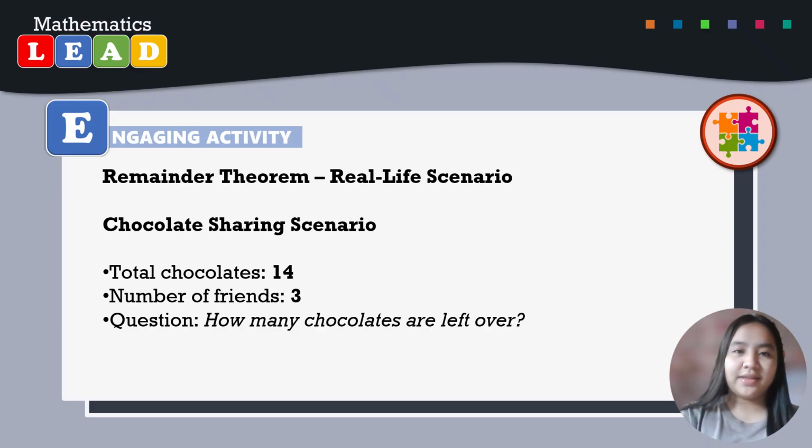Let's start with a simple and familiar example. Imagine that you have 14 chocolates and you want to share them equally among three friends. The question is, after sharing, how many chocolates will be left over? Keep this situation in mind as we connect it to algebra.